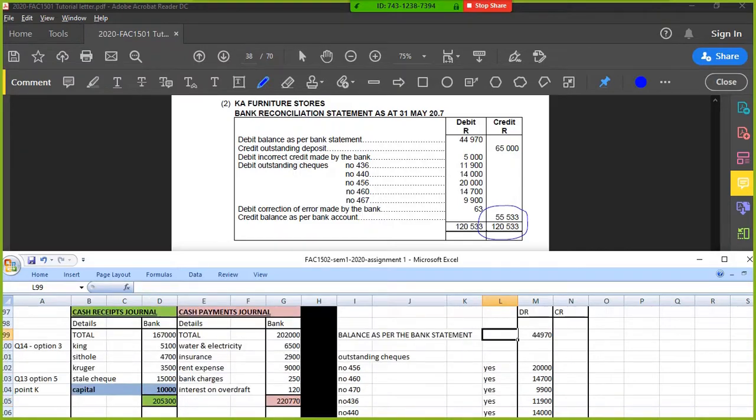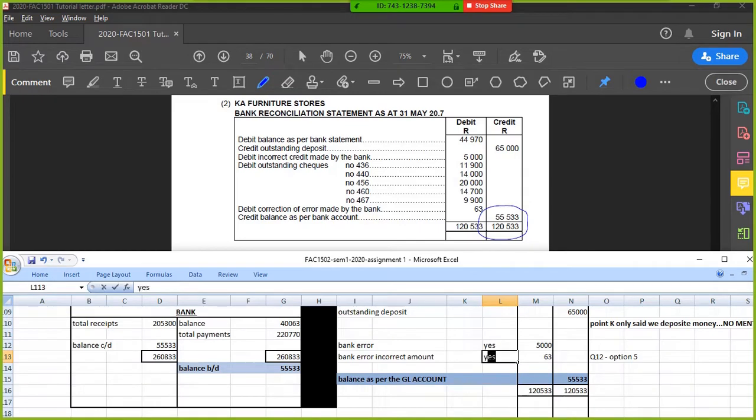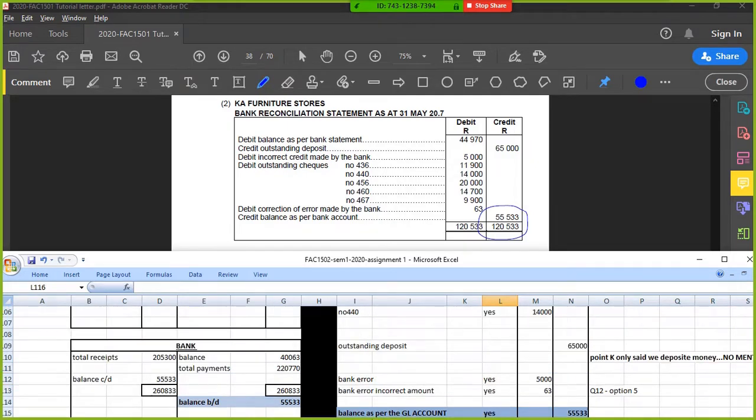63. Okay, this one I also said yes, eh? We checked that one. Got it. The 63, I got it. Okay, the balance, I got it. Okay, the outstanding deposit, the 65, I got it.